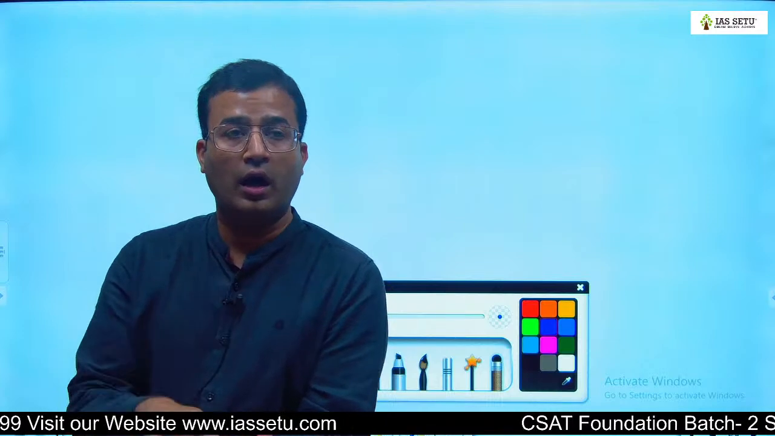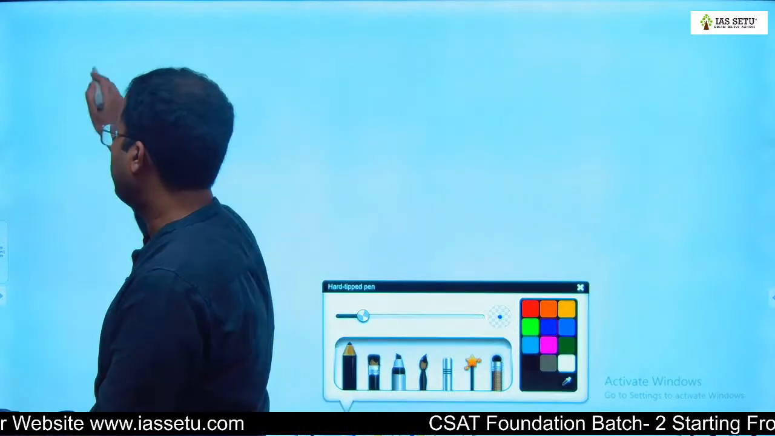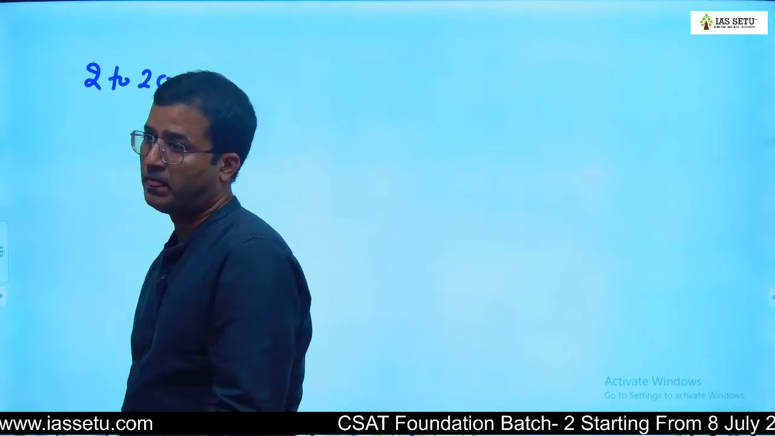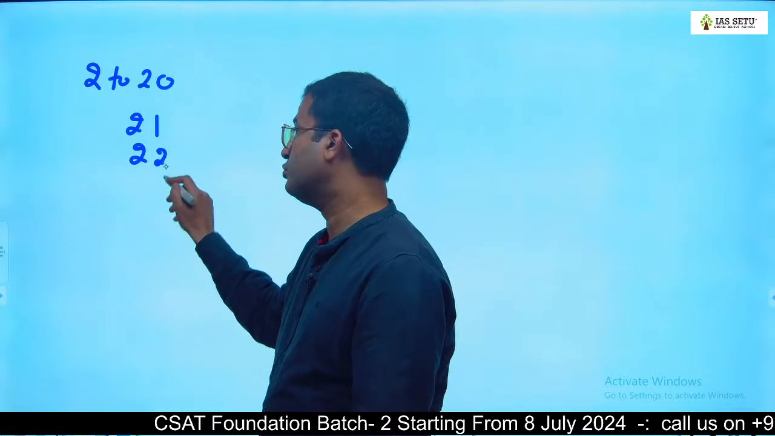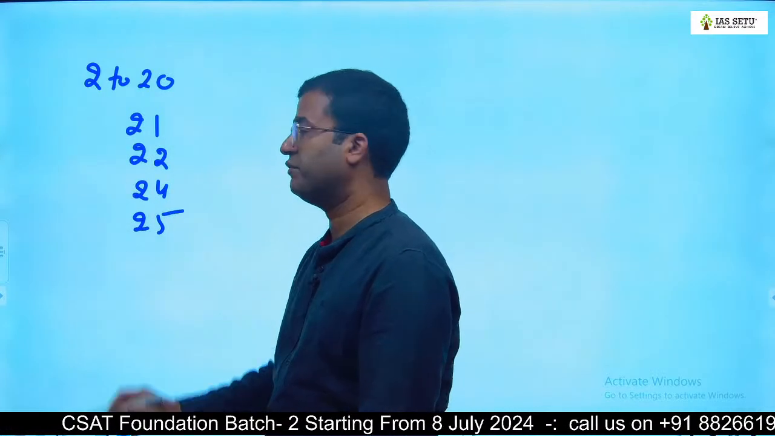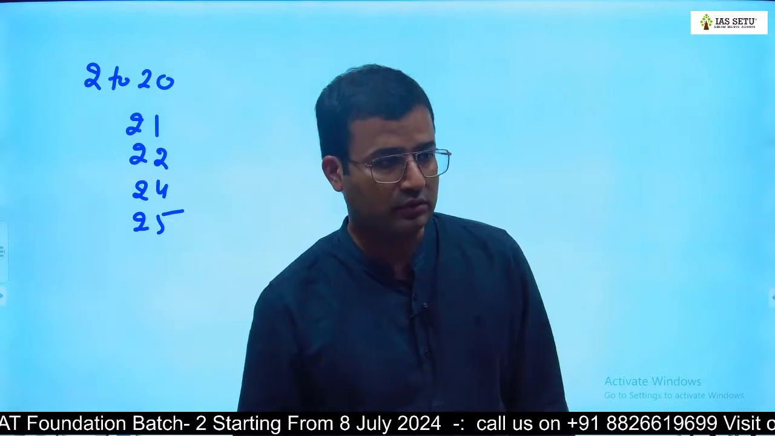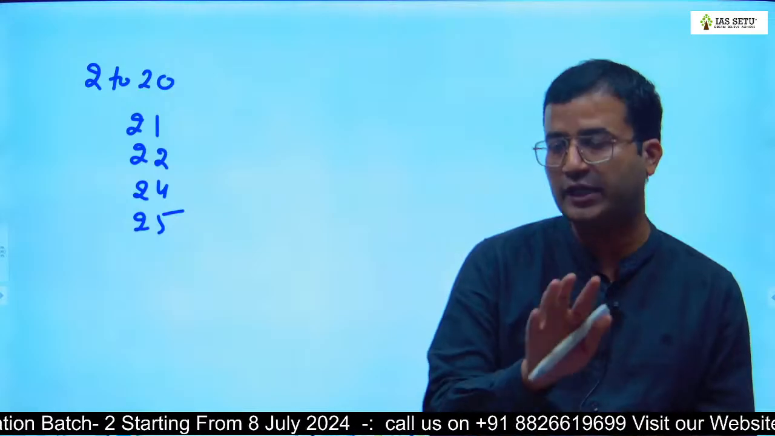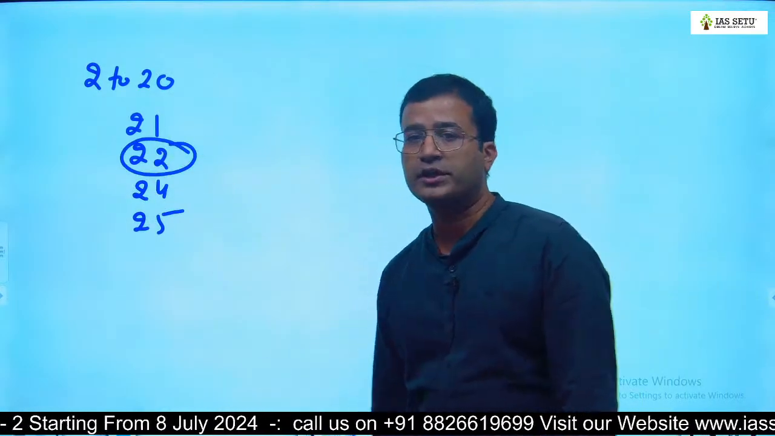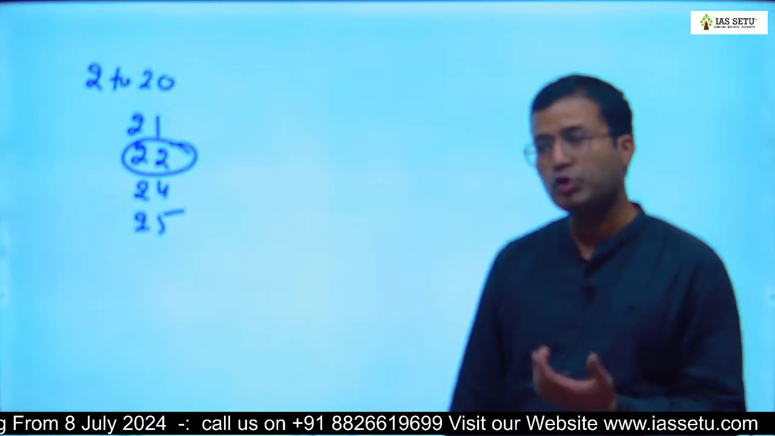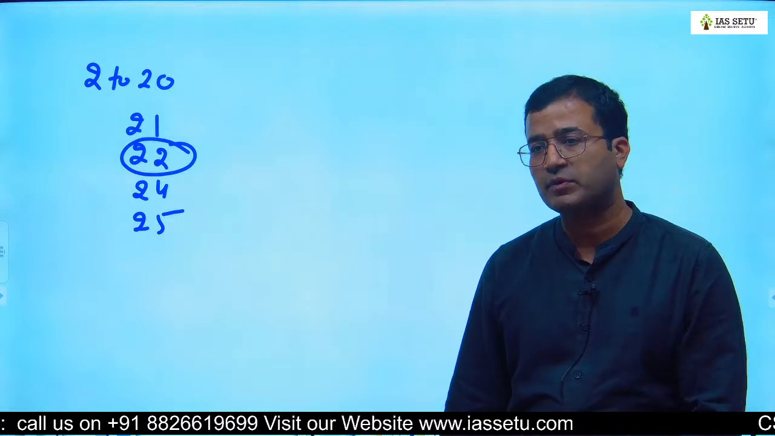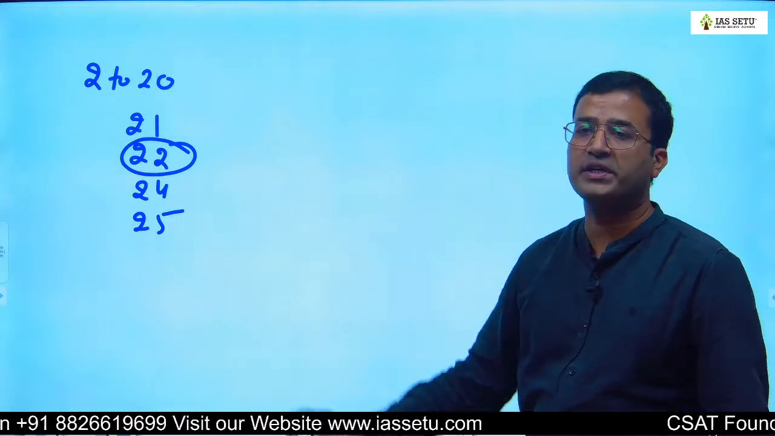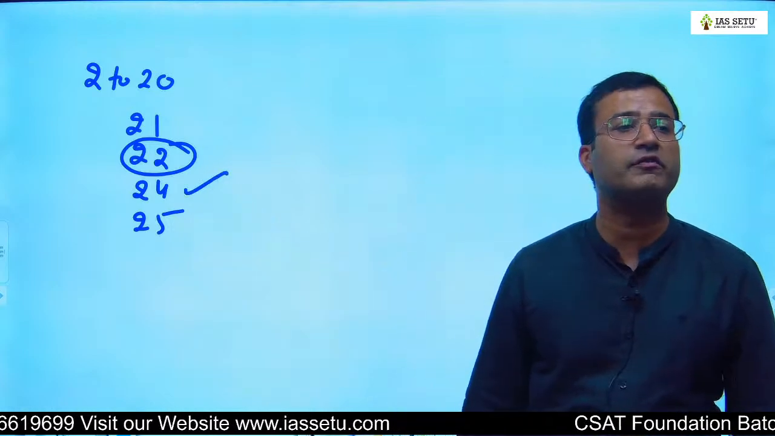Now your homework. You have 2 days, Saturday and Sunday. By Monday, tables from 2 to 20, plus table of 21, table of 22, table of 24, table of 25. I tell you, these have to be on your tips. I tell you the reason why I'm telling you table of 22: pi is 22 by 7. You will see in calculation we have multiples of 22. You can do this in the exam, or you know it beforehand.